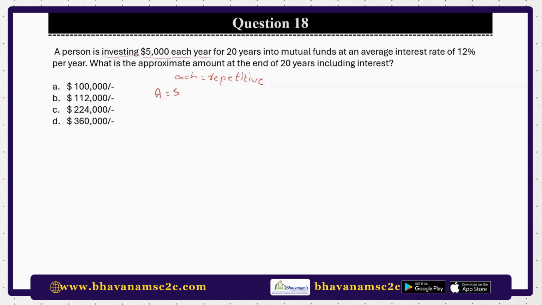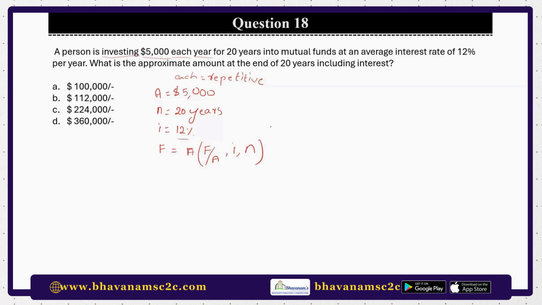And what is the amount? It's $5,000. What is the period of investment? 20 years. What is the average rate of interest? 12%. What did they ask us to find out? They asked us to find out the approximate amount at the end of the 20 years, including interest. So it means the future value. Then how to calculate the future value when they give the A? It is this formula, right?